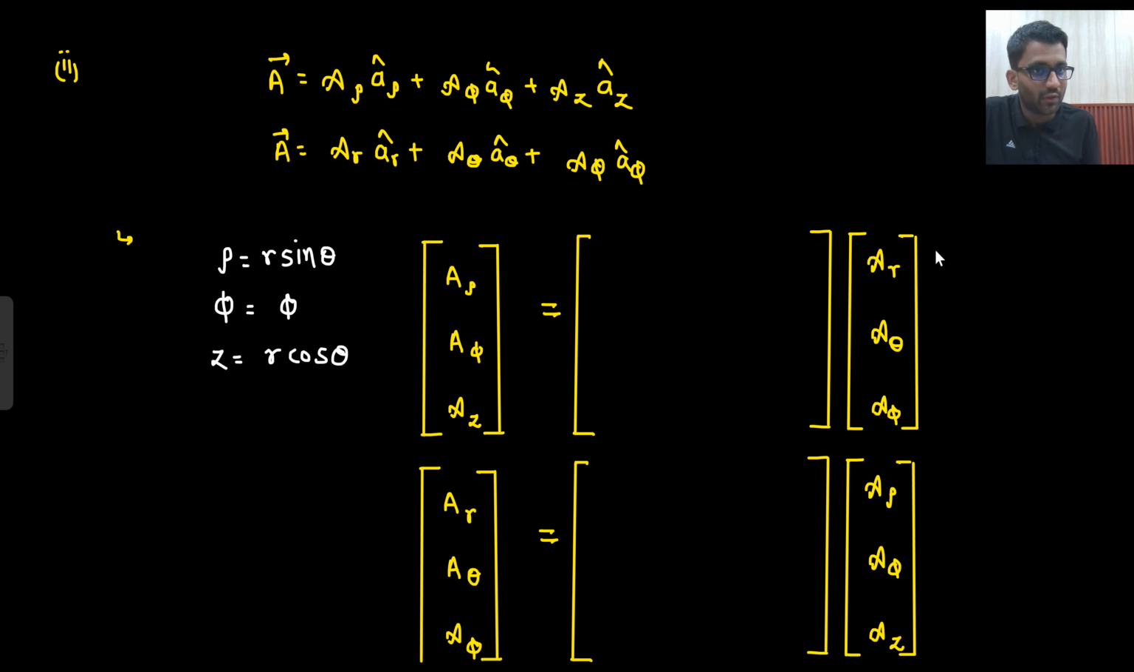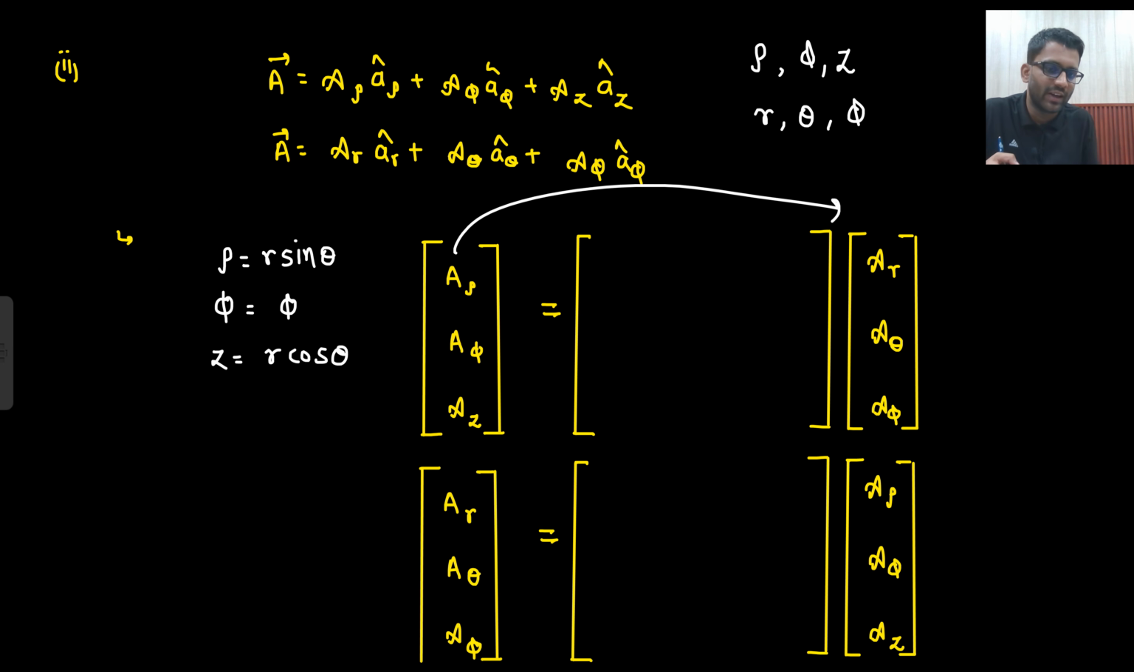What about these relations now between rho and r? From where to where am I going? Cylindrical to spherical. So again I know the relation: rho equals r sin theta, phi equals phi, z equals r cos theta. So rho, phi, z, and r, theta, phi. Same thing I have written here, and this is the opposite. So from rho to r I am going, so I will write vertically now.